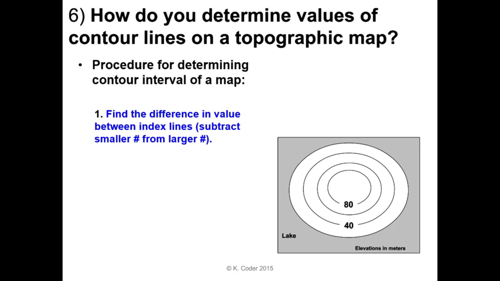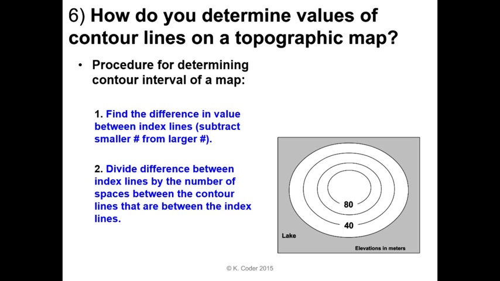So in order to find the contour interval, you're going to follow the following procedure. The first thing you're going to do is find the difference in value between the index lines. And you're going to subtract the smaller from the larger number. So here we see a lake, and we know that lakes aren't 0. But we do have two index lines. We have 80 and 40 meters. Okay, we see that it says elevation in meters on the bottom right-hand side of the picture. Next, we're going to divide that difference that we calculated in 1 between the index lines by the number of spaces between the contour lines.